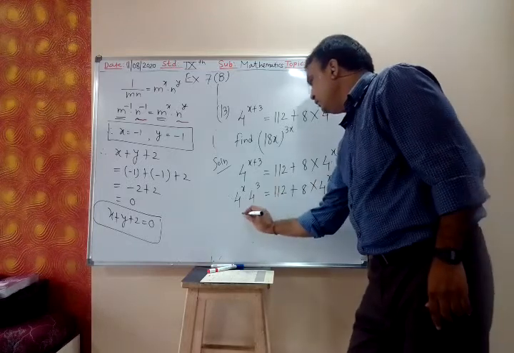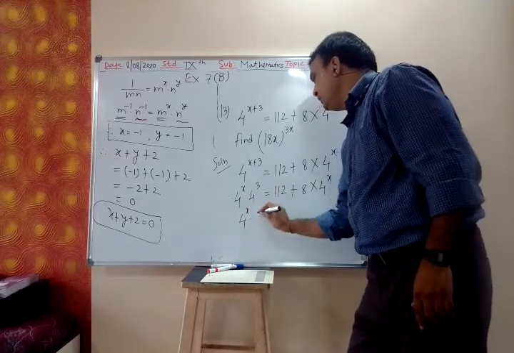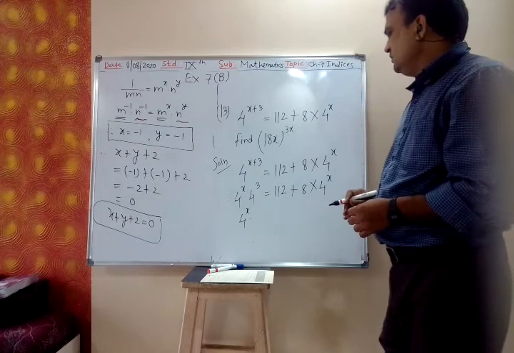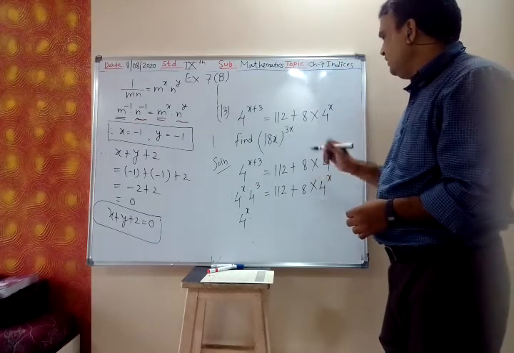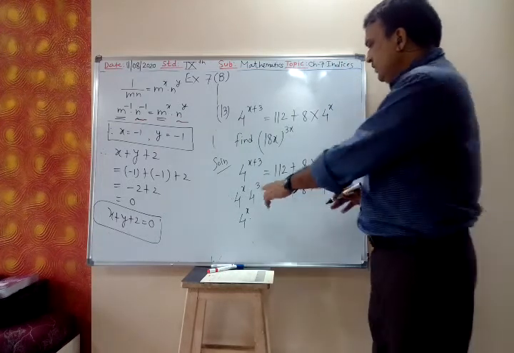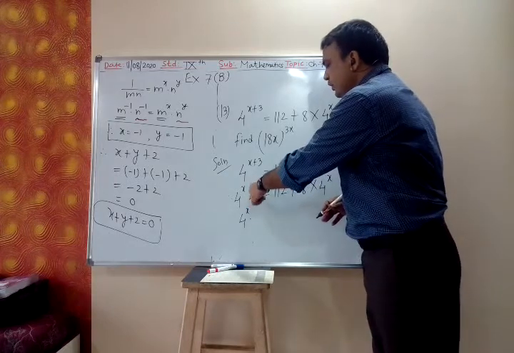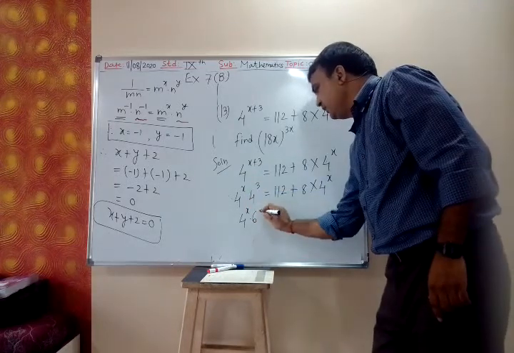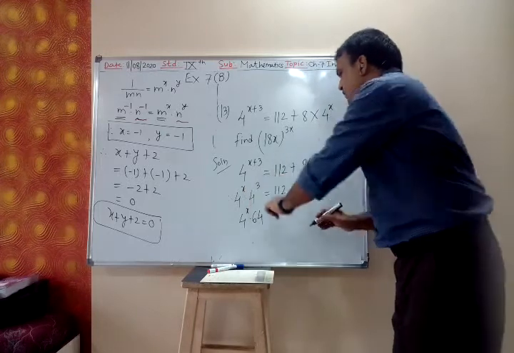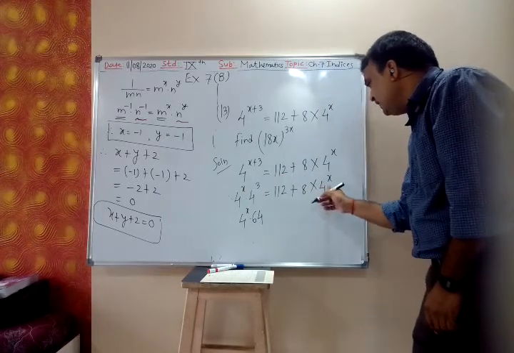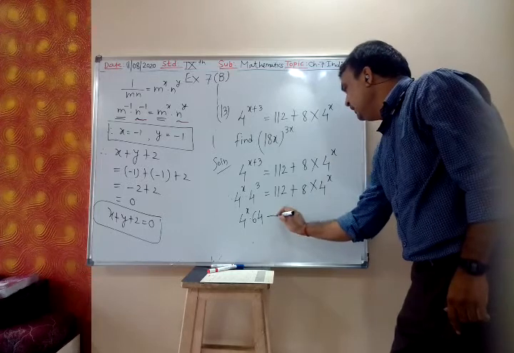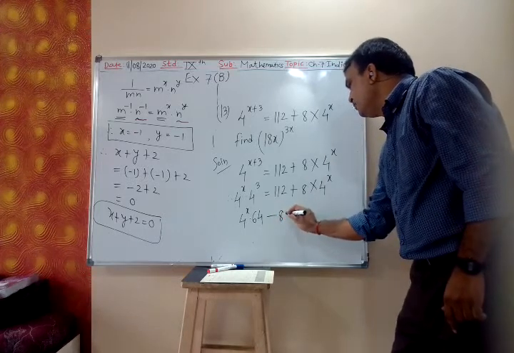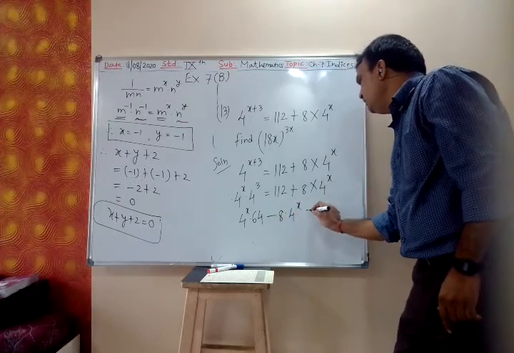Now 4 raised to x into 4 raised to 3. 4 raised to 3 is 4 into 4 into 4, 64. So 4 raised to x into 64. Now this 4 raised to x I will take on the other side, so minus 8 into 4 raised to x. 8 into 4 raised to x is equal to 112.